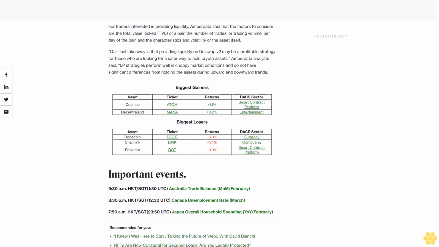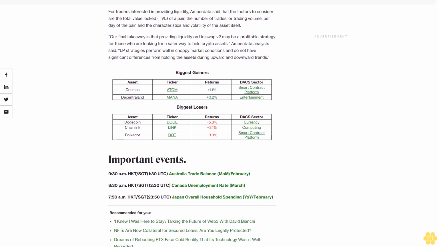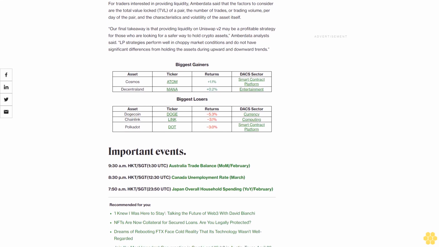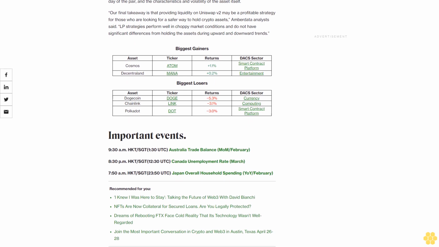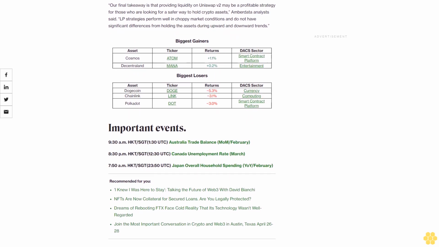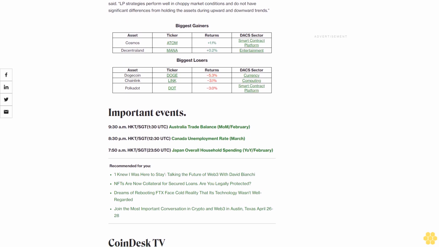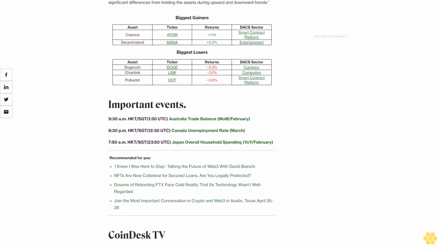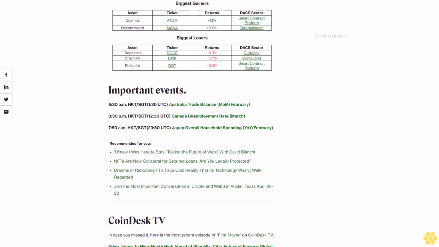Important events: 9:30 a.m. HKT/SGT (1:30 UTC), Australia trade balance MoM/February. 8:30 p.m. HKT/SGT (12:30 UTC), Canada unemployment rate/March. 7:50 a.m. HKT/SGT (23:50 UTC), Japan overall household spending YoY/February.